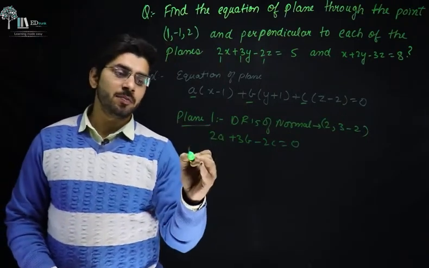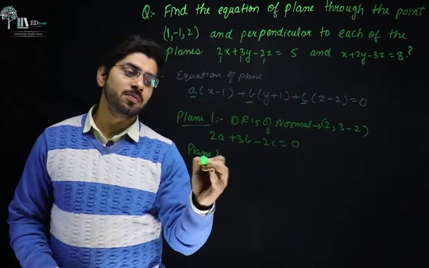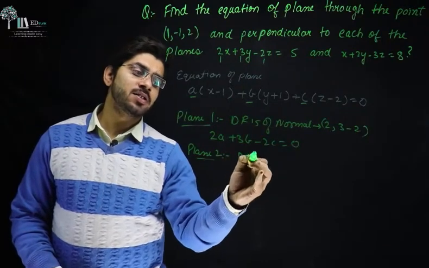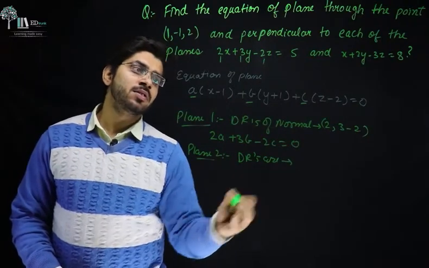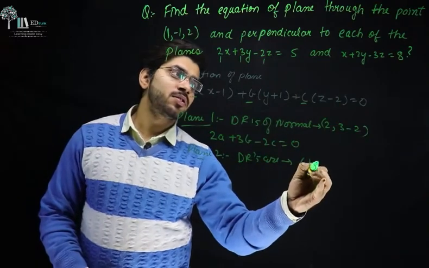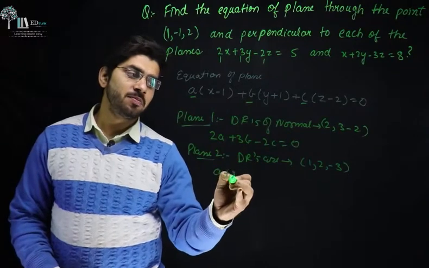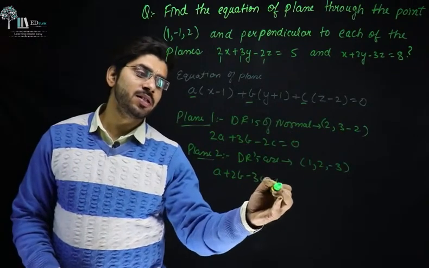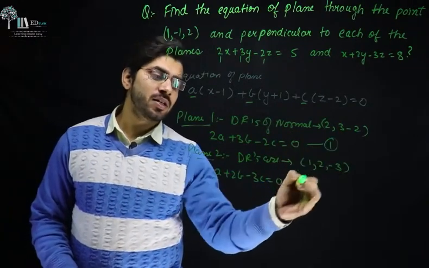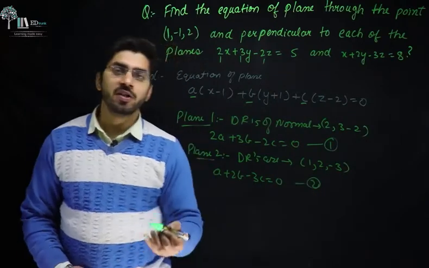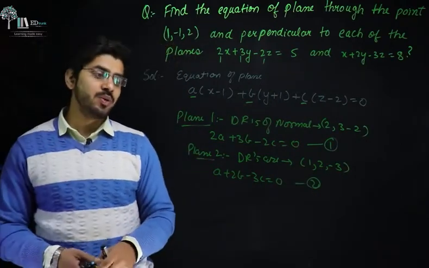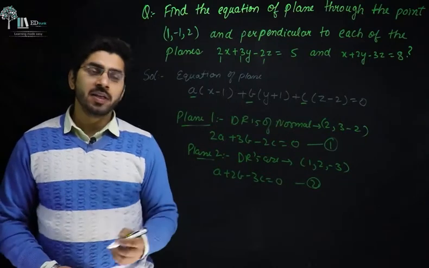Similarly, we can consider it for plane 2. So for plane 2, the direction ratios are 1, 2 and -3. So the equation becomes a plus 2b minus 3c equals to 0. So this is equation 1, this is equation 2. Now we can readily solve these two equations to find the values of a, b and c.